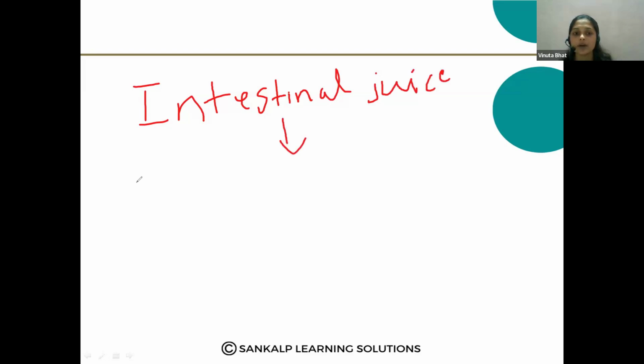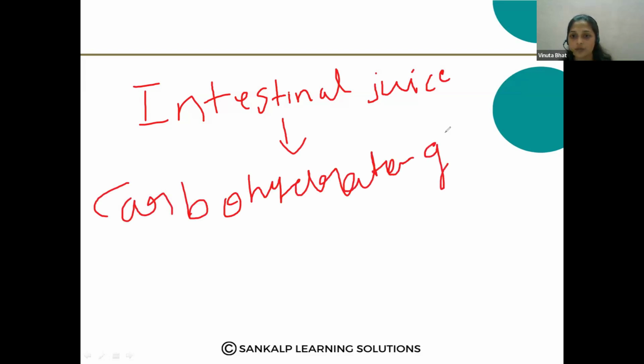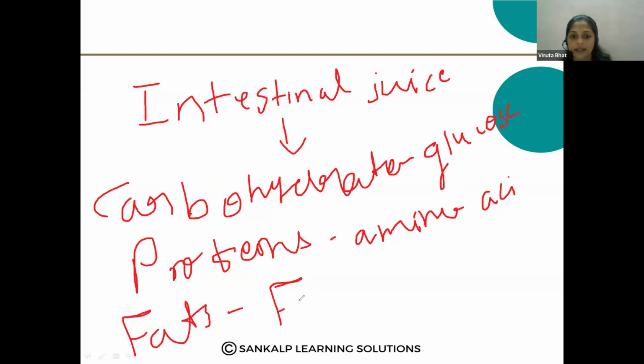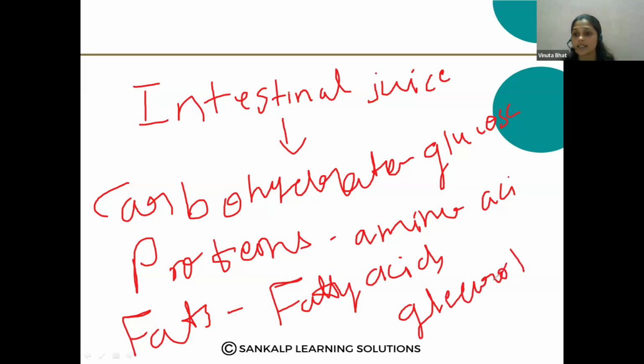This intestinal juice will convert the food material like nutrients, carbohydrates, I will write it in short, carbohydrate into glucose, very important, glucose, and proteins into amino acid, and fats into fatty acid and glycerol, fatty acid and glycerol, right? So very important. This is the last step in the digestion.